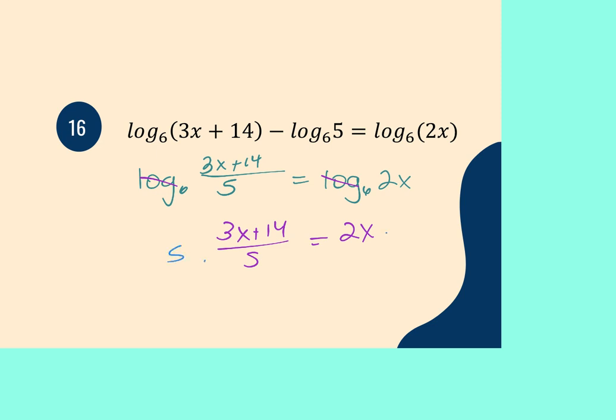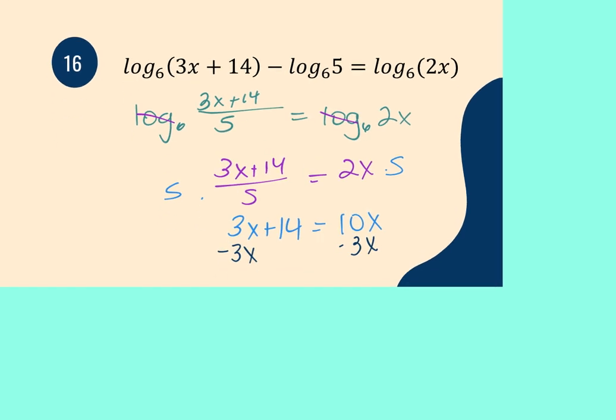Multiply both sides by 5. 3x plus 14 equals 10x. Subtract the 3x. And divide by 7. And I get x equals 2.